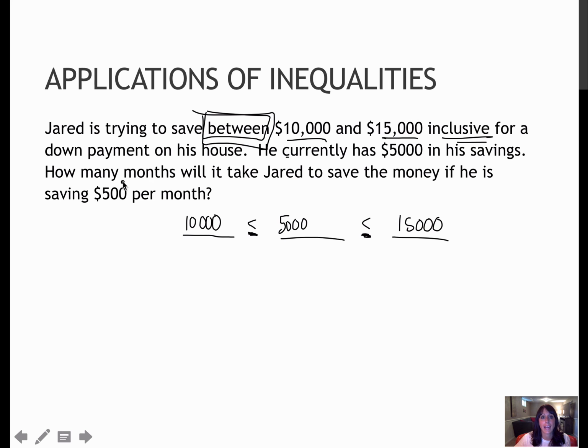He currently has 5,000 in savings, and he is adding $500 per month. So I'm going to let x equal the number of months. So if I take 500 times x, I add that to 5,000, that's what's going to give me the total in his savings account. To solve this, then, of course, I will subtract 5,000.